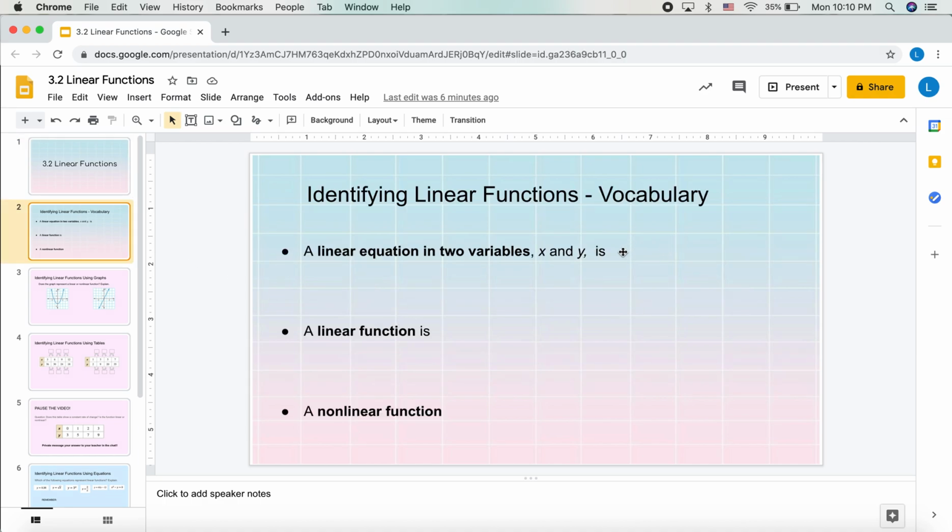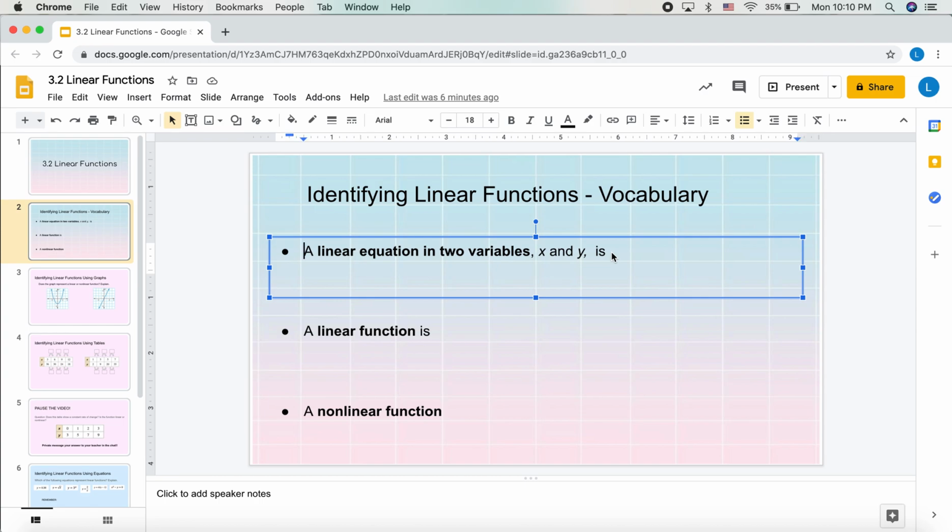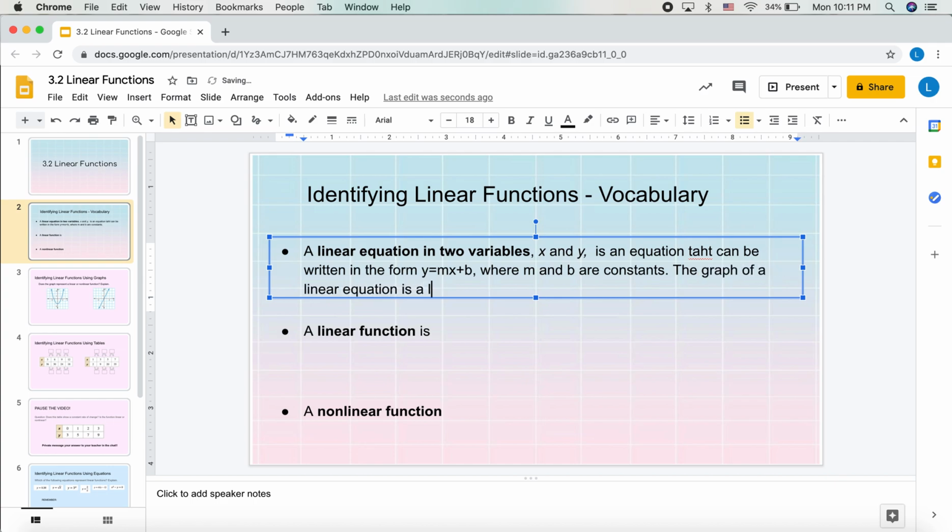We have 3 main pieces of vocabulary today. Our first one is a linear equation in 2 variables. A linear equation in 2 variables, the variables being x and y, is an equation that can be written in the form y equals mx plus b, where m and b are constants, meaning the values of m and b will not change, so they are constant values.